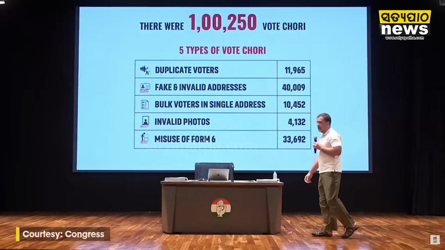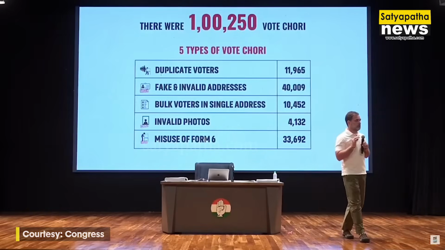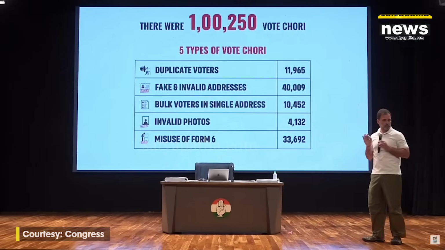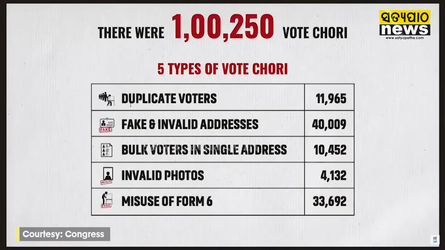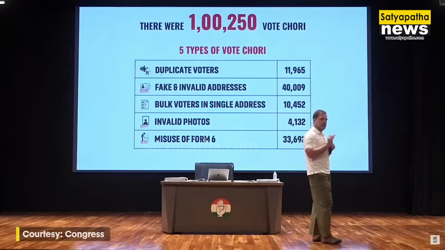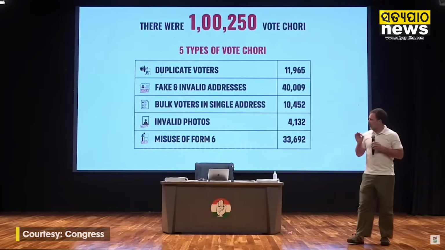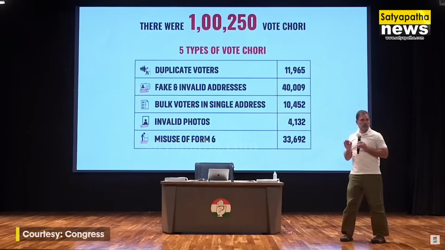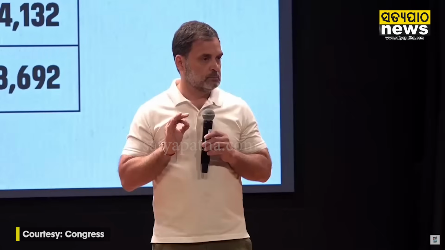We found that 1,250,000 votes were stolen. And we're going to tell you how. What is the total number in the assembly? Total number of votes? So out of 6,50,000 total votes in the assembly of Mahadevapura, 1,250,000 votes were stolen. They were stolen in 5 different ways.